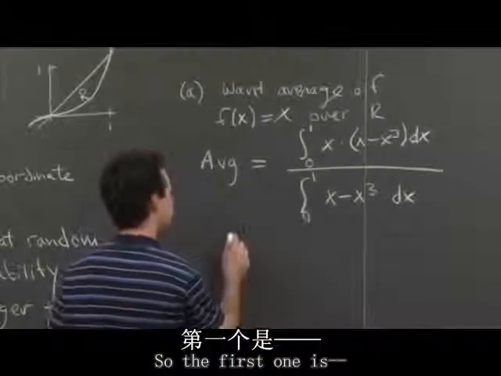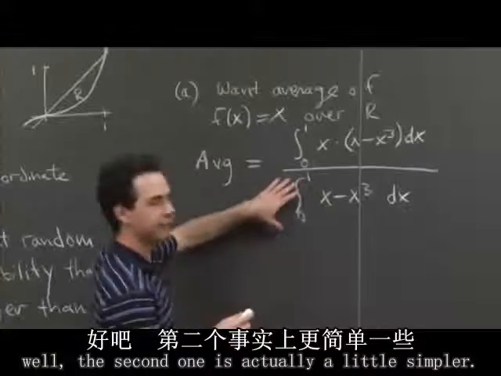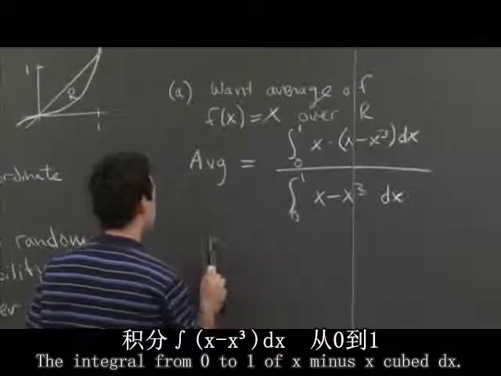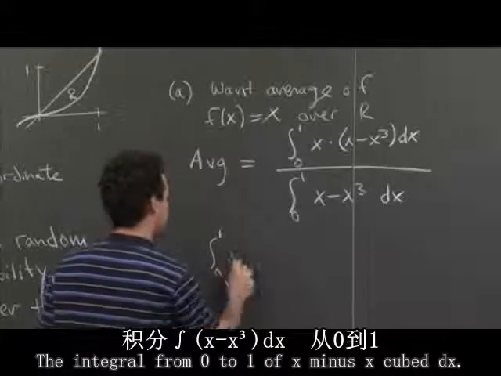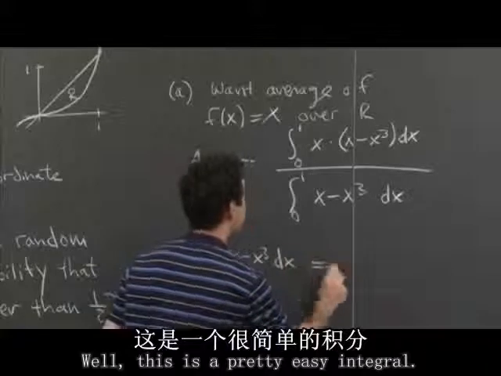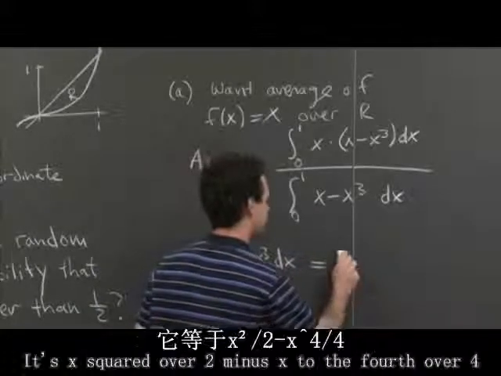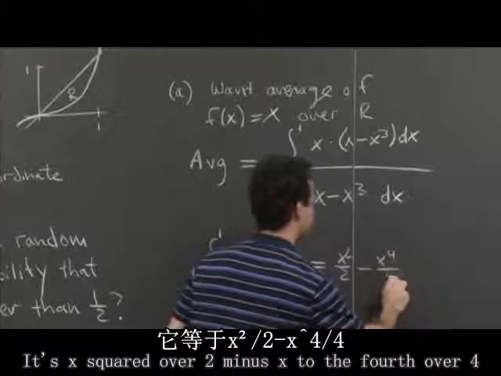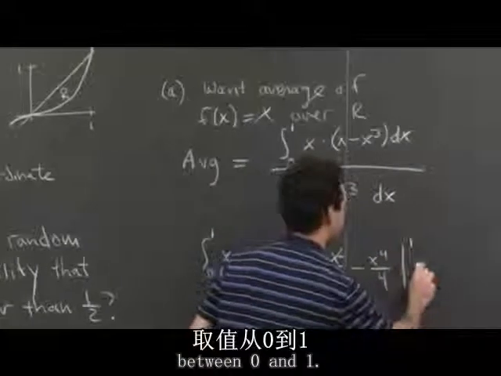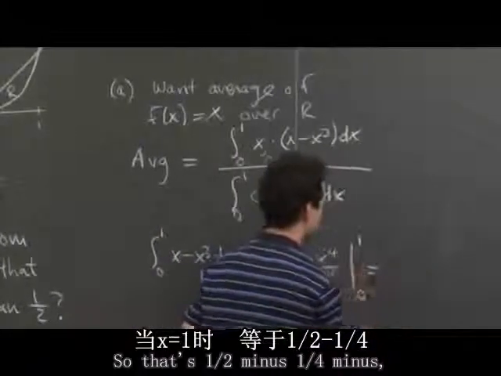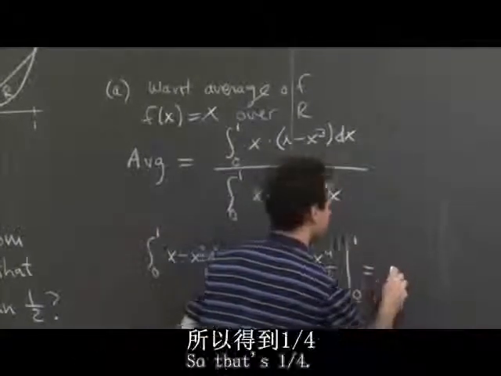The second one, the one in the denominator, is actually a little simpler, so let's handle that first. The integral from 0 to 1 of x minus x cubed dx is a pretty easy integral. It's x squared over 2 minus x to the 4th over 4 between 0 and 1. So that's a half minus a quarter, since when you put in 0, you just get 0. So that's a quarter.